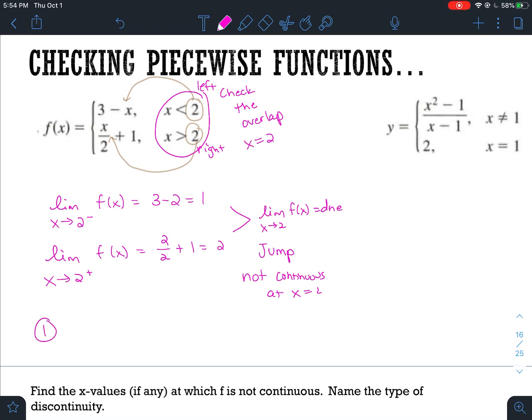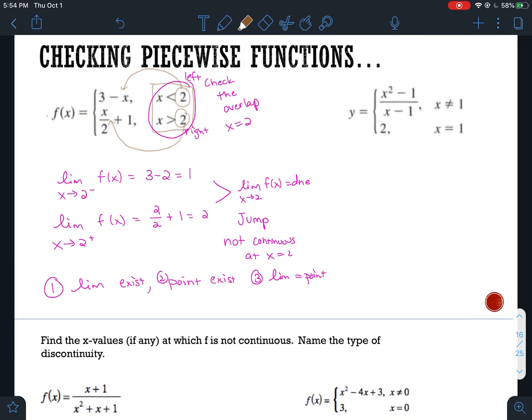So remember the three things that need to happen for a function to be continuous at a point. The limit has to exist, the point has to exist, and the limit has to equal the point. Well, does the point even exist on this function? We have x is greater than 2 and x is less than 2. X is never equal to 2, so the point's never going to exist on that function anyways.